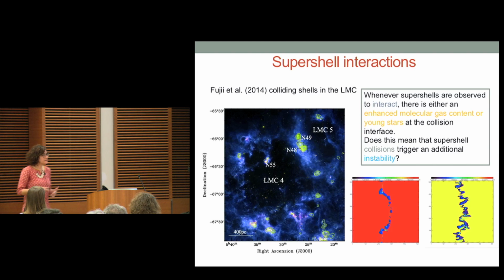Another aspect that interests me a lot is the interaction of supershells. Yes, supershells can become unstable or not on their own, but what happens when they interact? Do we have a colliding flow sort of situation where a warm gas can transition to cold gas?